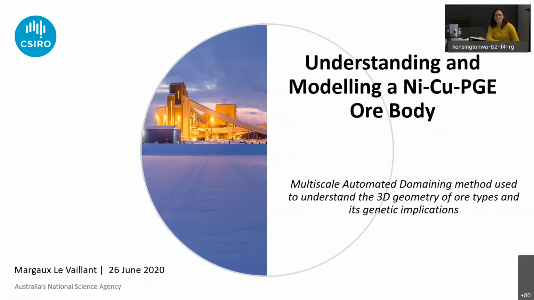So I started working with June on her first version of the tessellation, the wavelet transform, a little while back, and that was when it was still a univariate method. And we decided to apply it to try and better understand and model a nickel copper PGE ore body, which is the Kevitsa mine in northern Finland. So I'm just going to quite briefly step you through what we did and the genetic implications, and then Jess will move on to multivariate uses.